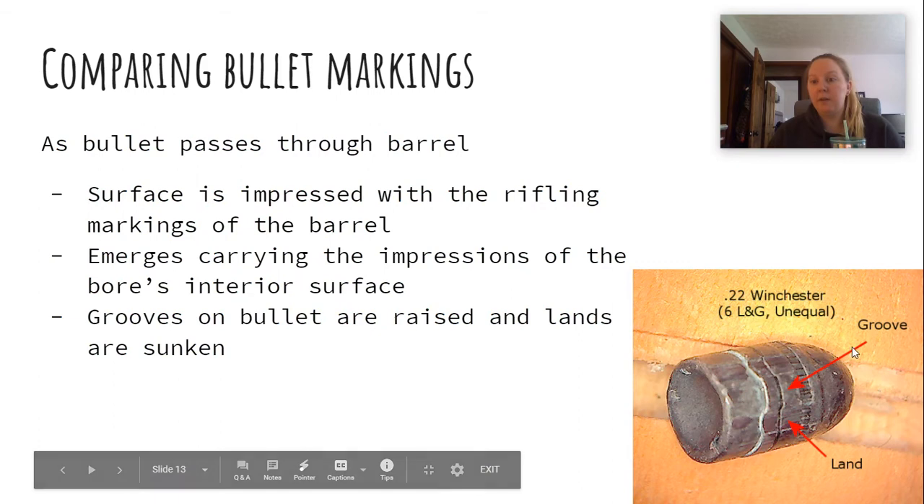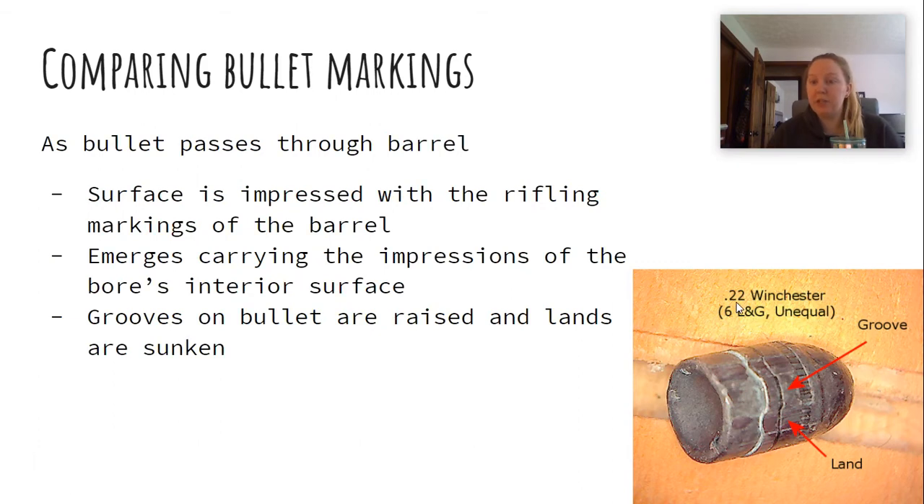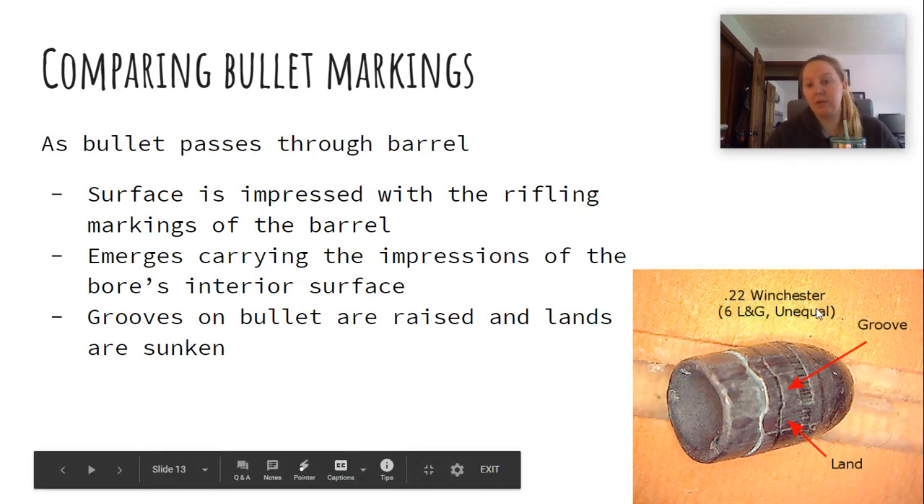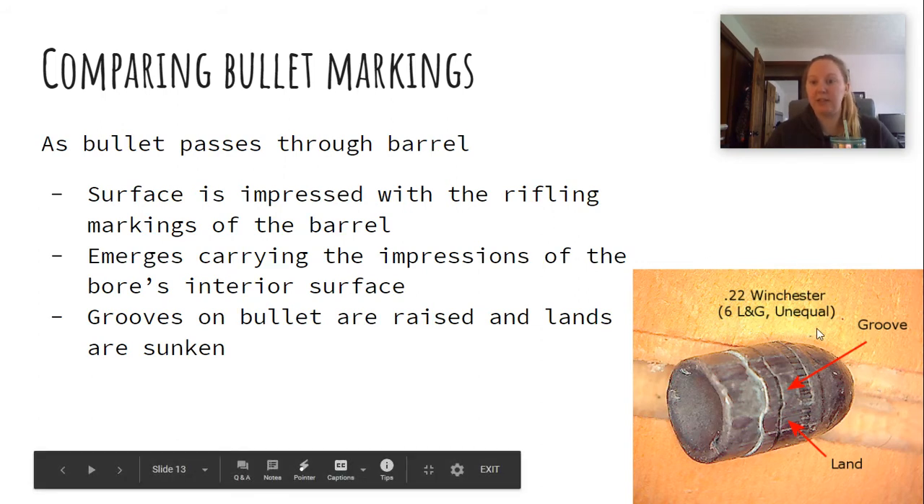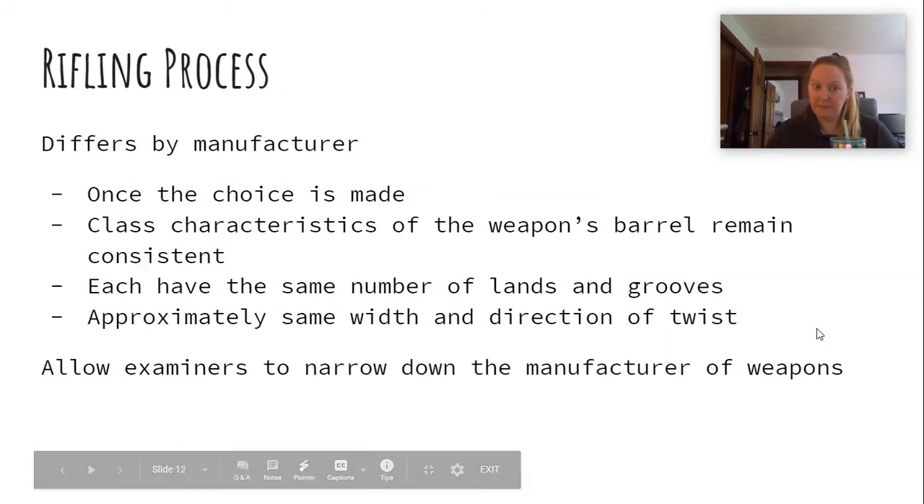But let's break down this. .22 is your caliber, so it would be .22 of an inch. So it's a .22 caliber. Winchester is the maker, the manufacturer, with 6 lands and grooves that are unequally spaced. So that is essentially how this bullet would be classified: a .22 Winchester 6LG unequal.